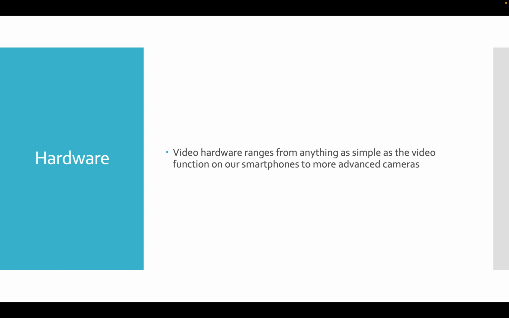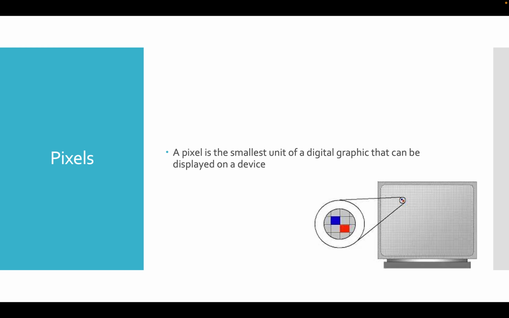PERF-202. So first, to start with video hardware and what exactly it is. Video hardware can range from anything as simple as the video function we have on our smartphones nowadays to all sorts of more advanced cameras and essentially anything you can use for the purposes of film.